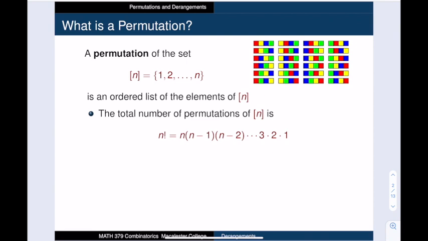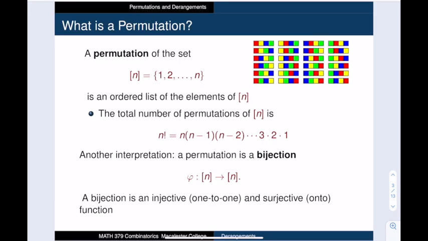And here I want to point out this bracketed notation, this bracketed n. That is the notation that I am going to use for the canonical set of size n, the set whose elements are the numbers 1 through n. And you probably remember that the total number of permutations is n factorial, which is just n times n minus 1 times n minus 2, and so on, all the way down to 3 times 2 times 1.